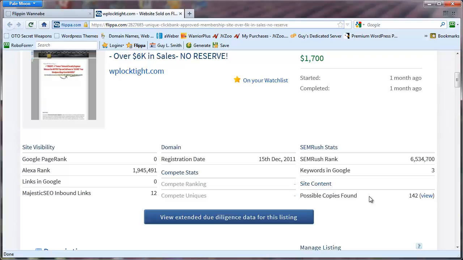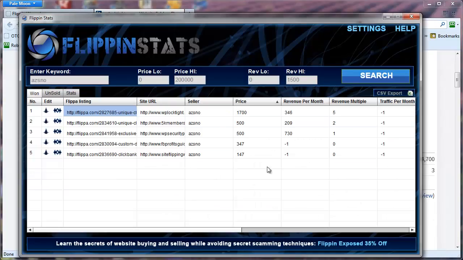So here's basically my model. Just bring up Flippin' Stats again. I produce my own products. I'm a product producer. I'll do my own websites. I'll get those products on those websites making money, and then I'll put them out on Flippin' and sell them. The reason I do that is because I don't like the long-term holding of a site. I don't like the maintenance of a site. I don't like the month-to-month hanging on to the site.